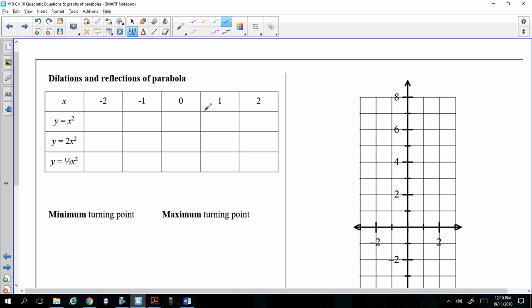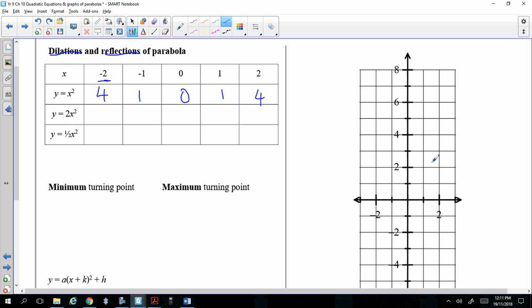So we investigate the dilation and reflection of the parabola by substituting the x values in. So we get 4, 1, 0, 1, 4, like that. And then we're going to plot the points: 4, 1, 0, 1, 4. Right? And then we draw the parabola.